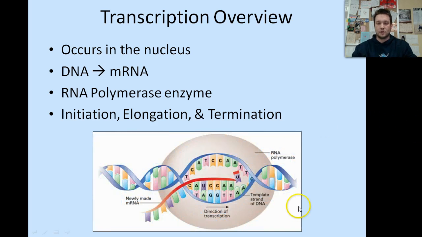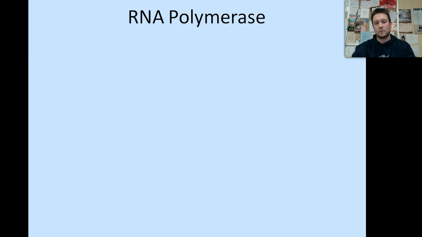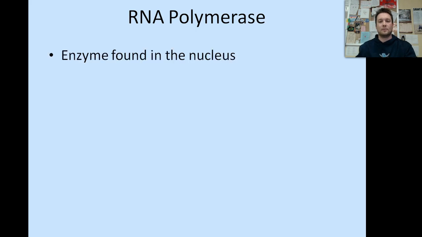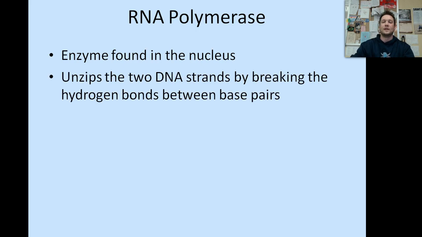Okay, and this kind of shows you a little bit of the process here. And I'm going to discuss each one of these steps in a little more detail on the next slide. Oh, no, sorry. First, we have to talk about RNA polymerase as the enzyme. These are only found in the nucleus. You won't find them anywhere else in the cell because that's where transcription happens. It unzips the two strands of the DNA, kind of like helicase does in replication, but it does it all itself. It breaks those hydrogen bonds and pulls the two strands apart.